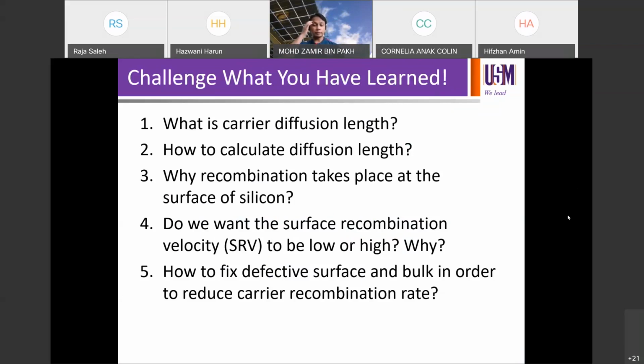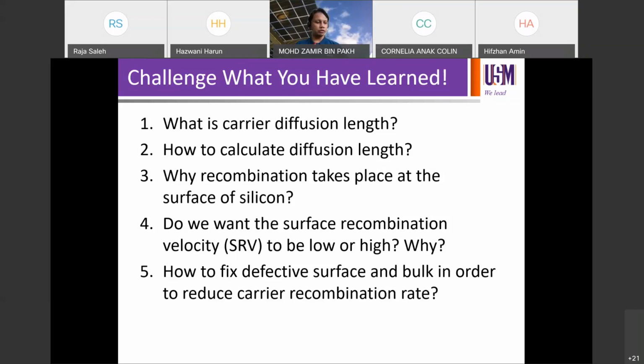Cornelia, how about you? What is carrier diffusion length? Go on. Someone, please. Okay, Juaria said average length a carrier moves between generation and recombination. Akila said distance from generation and recombination. Yes, good. So distance traveled by a carrier, either electron or hole, between generation and recombination. Distance travel. So that's carrier diffusion length.